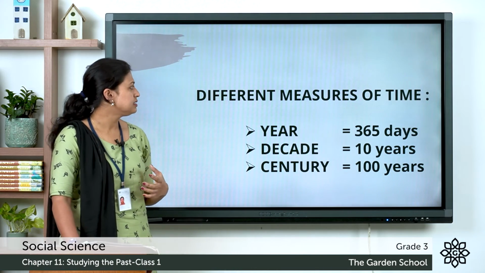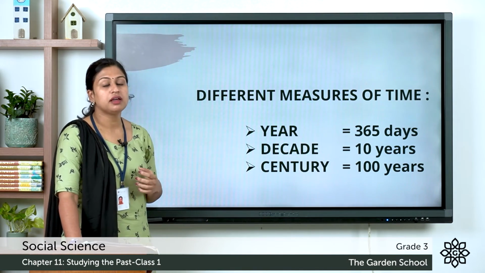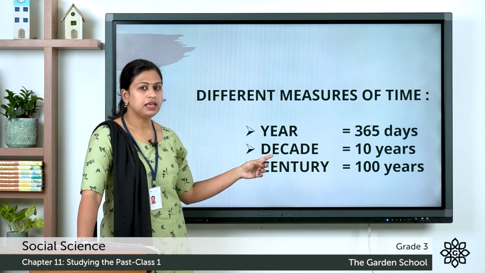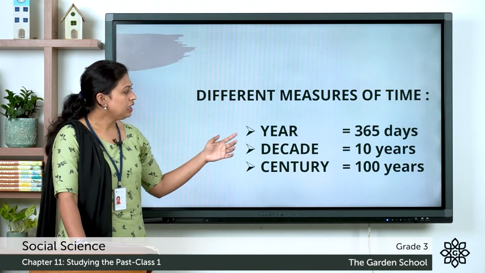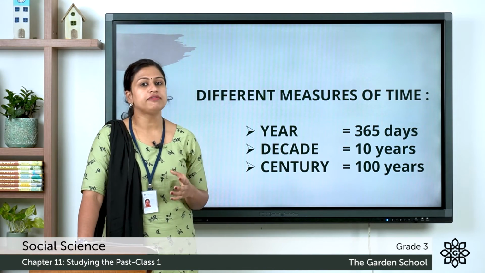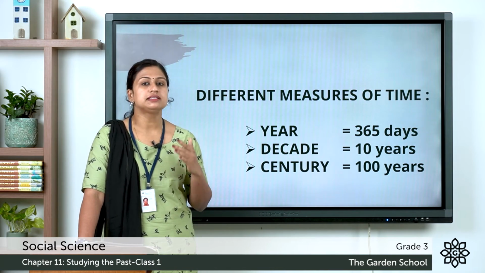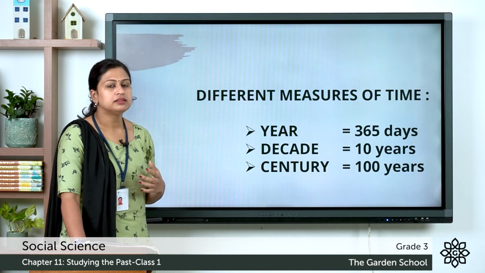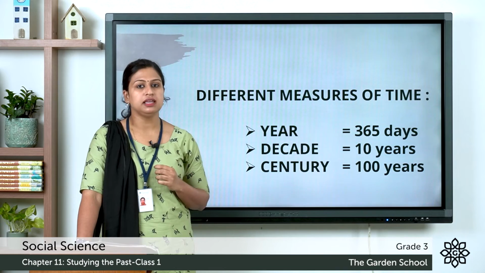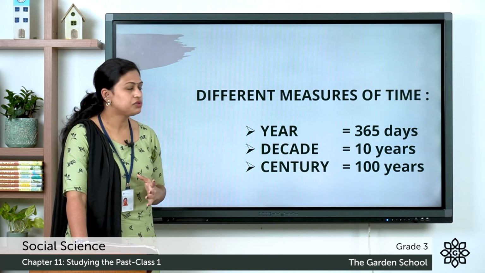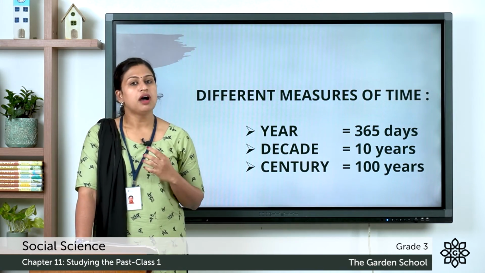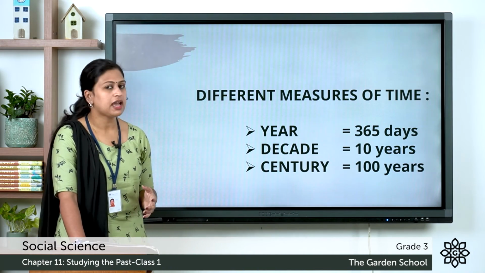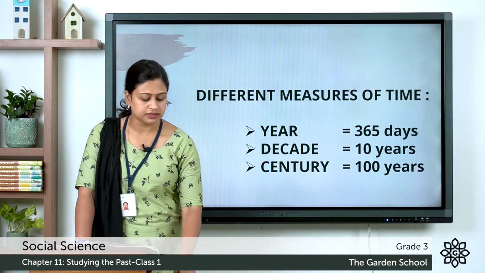Now let's discuss the different measures of time that are used by the historians. You can see here year, decade and century. A year is a period of 365 days, or 366 days in a leap year. Next one is decade. That means it's a period of 10 years. The last one is century. That means it's a period of 100 years. So these are the different measures of time that are used by the historians.